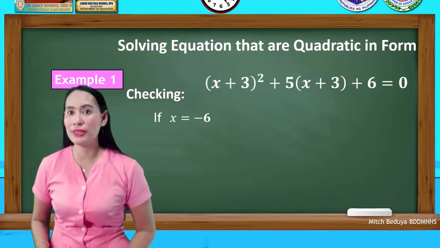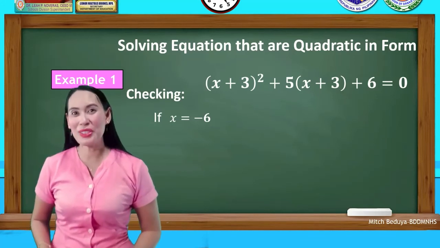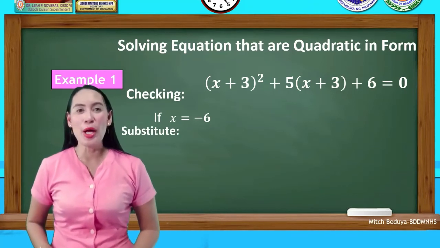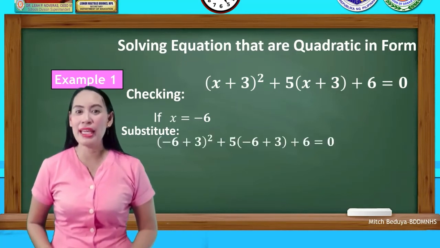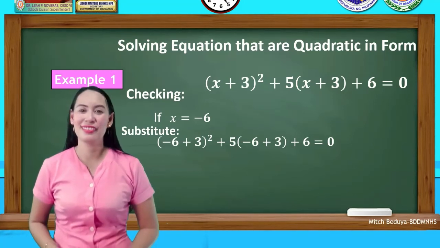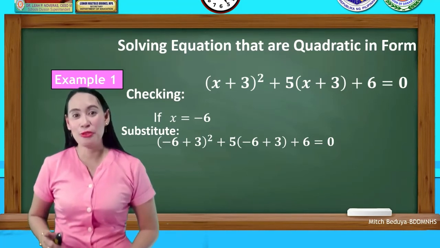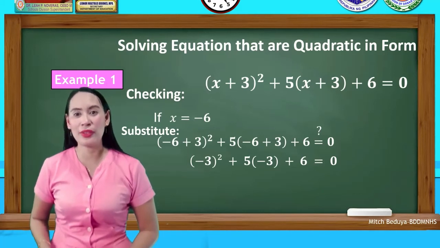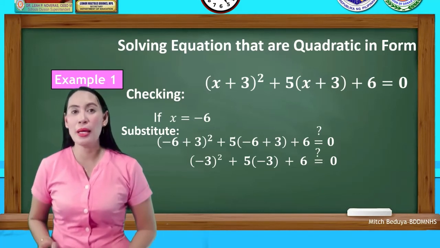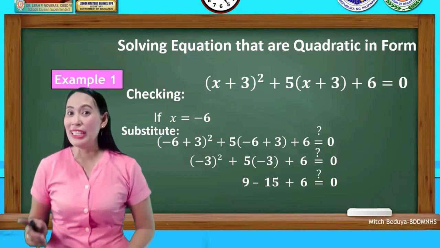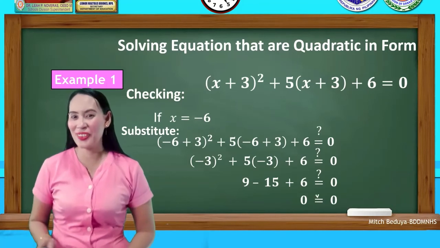If x is equal to negative 6, by substitution, we have the quantity negative 6 plus 3 squared plus 5 times the quantity negative 6 plus 3 plus 6. Is it equal to 0? Next, negative 3 squared plus 5 times negative 3 plus 6. Is it equal to 0? 9 minus 15 plus 6. Is it equal to 0? 0 is equal to 0.